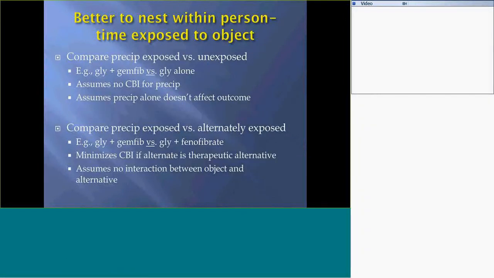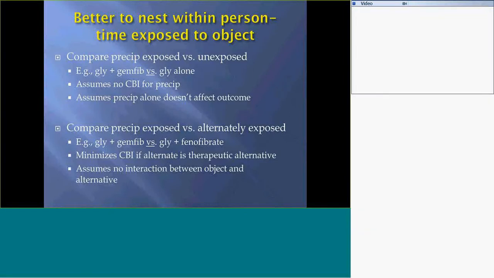So one way to start to get over this is to create a cohort that's solely comprised of person time exposed to the object drug, or glyburide in this example, where you would compare people exposed to glyburide compared to people exposed to glyburide plus gemfibrozil. So all of the people in the study are exposed to glyburide, so they all have the same indication. They may have different levels of severity of diabetes, but at least you know they all have diabetes. But this still assumes that there's no confounding by indication for needing that precipitant drug, that is gemfibrozil. And therefore, this approach assumes that the precipitant alone doesn't affect the outcome either.